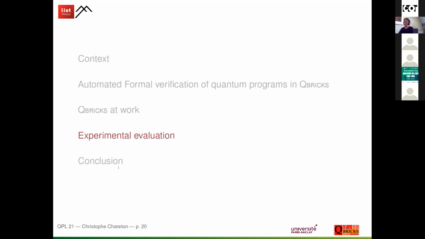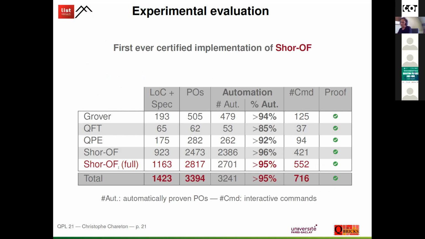So that's this point. So the experimental evaluation, we apply the methods to a number of case studies, in particular the Shor order finding algorithm. So here are some data about the implementations, the length of the implementation together with the specifications, the number of generated proof obligations, the rate of automation of the PO's verification, and the number of interactive commands I had to enter to finish the proofs. Maybe the most interesting column is this one, the rate of automation. We see that it is quite stable along the different case studies, and in particular for Shor order finding, it is over 95%.